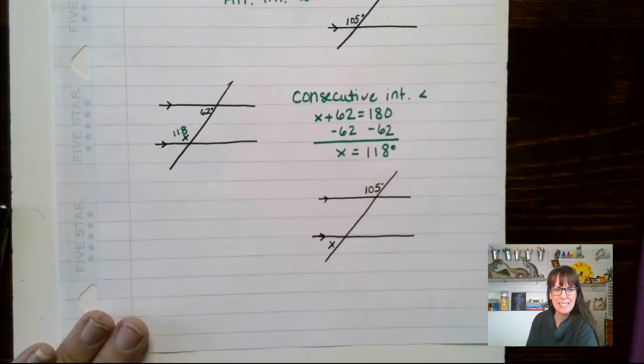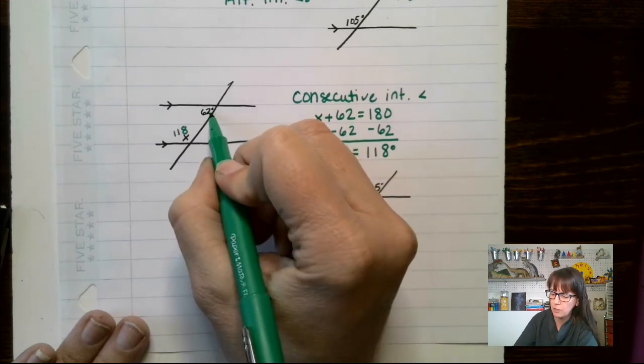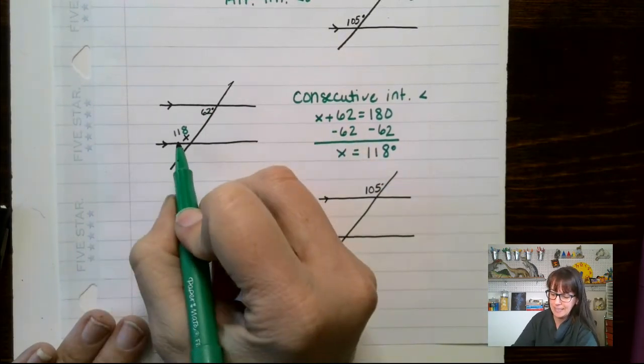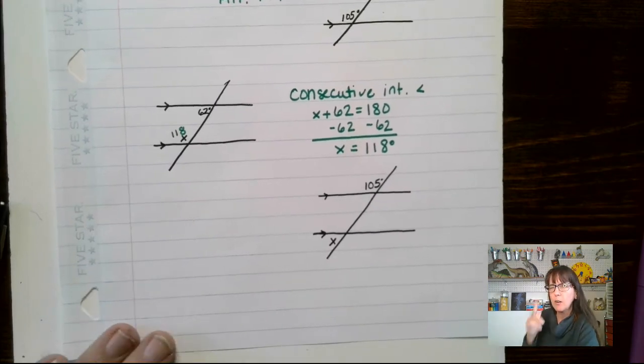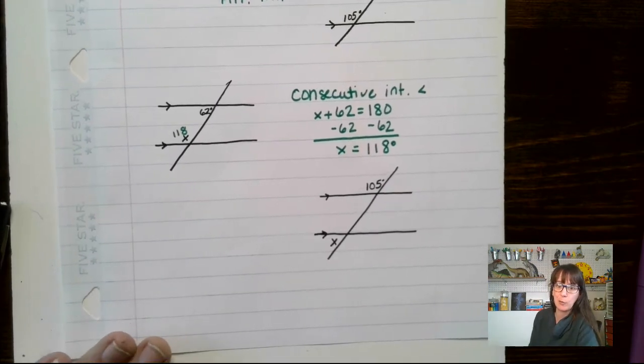And you can kind of see that because see how 62 is smaller than 90 degrees? And then this guy is a bigger bite and that's larger than 90 degrees. So that's how you can say, okay, I think those are going to be supplementary and definitely not congruent.